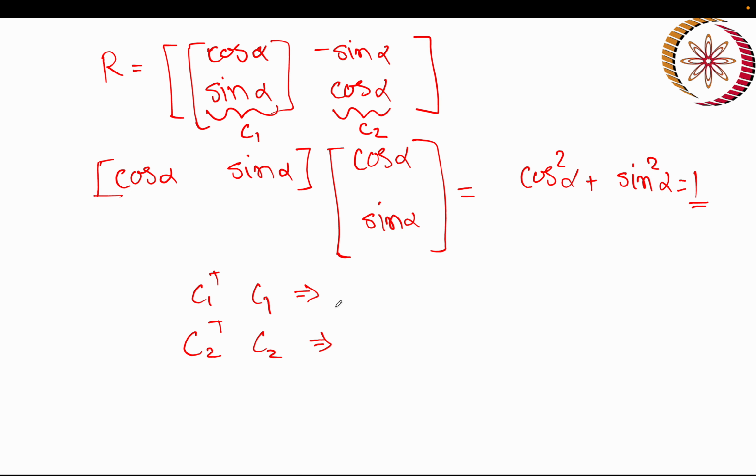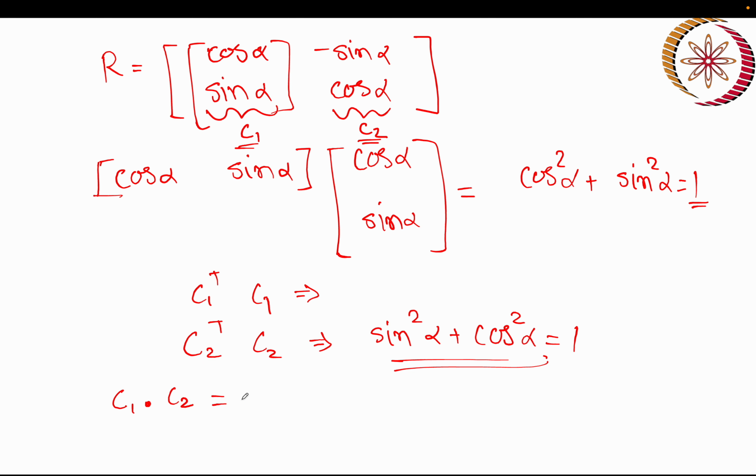So similarly, if we take the magnitude of the first column, second column, which also will be sin square alpha plus cos square alpha, that also is 1. So we can see that these are the C1 and C2, they are unit vectors. What happens if we take the dot product of C1 and C2?